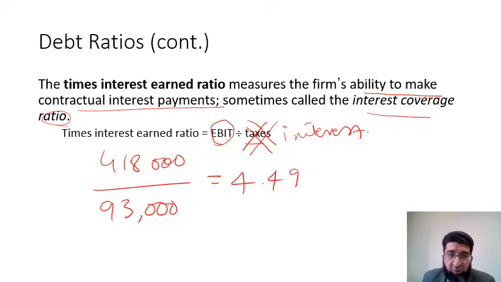So for every dollar of interest, how much profit exists? How much operating profit exists before paying interest and taxes? It's almost 4 times more profit than what interest is paid, and it's a good position. It's a strong position of the company.